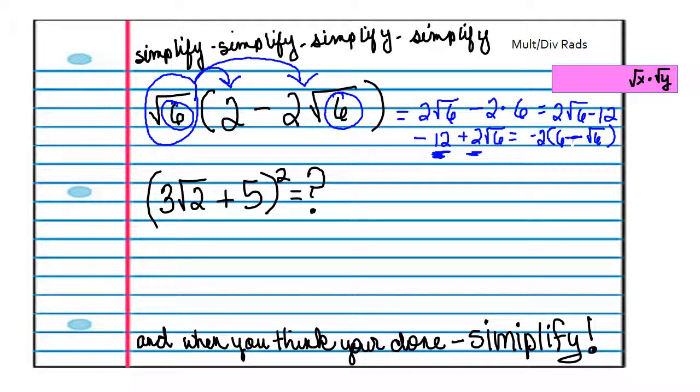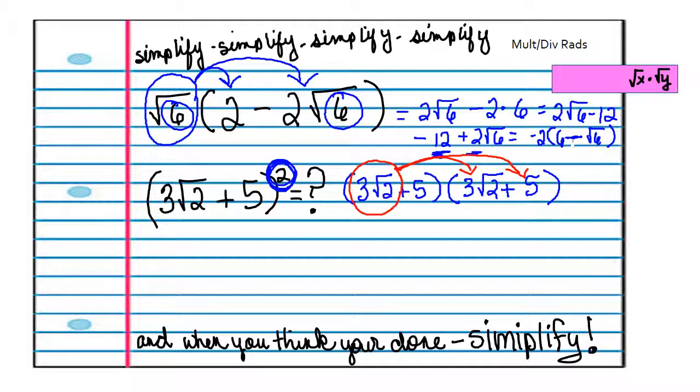Cool. Next one, you'll notice what we have here is a binomial squared, which really means 3 square root 2 plus 5 times 3 square root 2 plus 5. I'm going to show you this the long way because it's really a 5-second problem. But I'm going to do the FOIL here so you can notice that anytime you have a binomial times a binomial, you're just going to do the FOIL thing anyway.